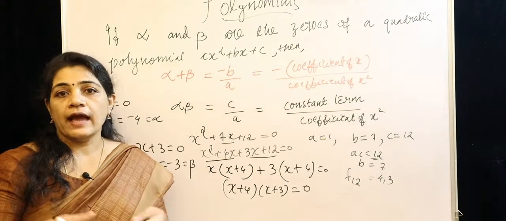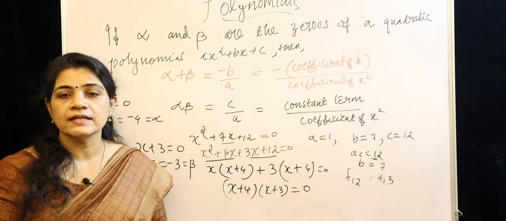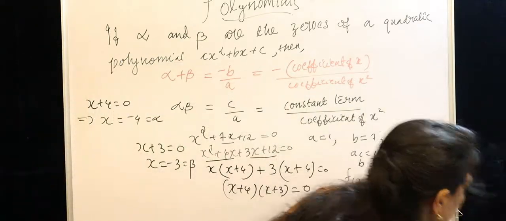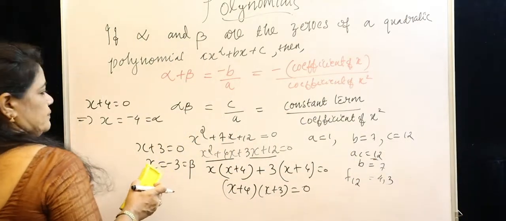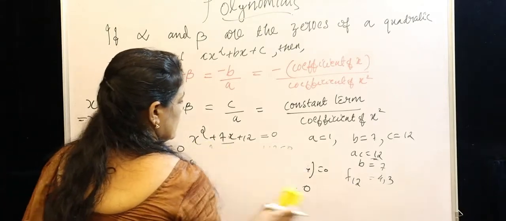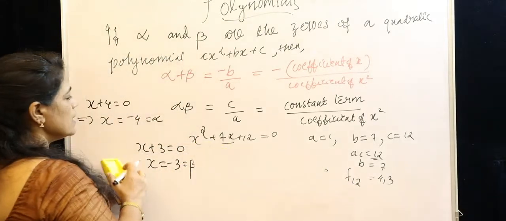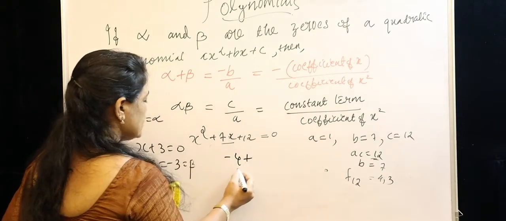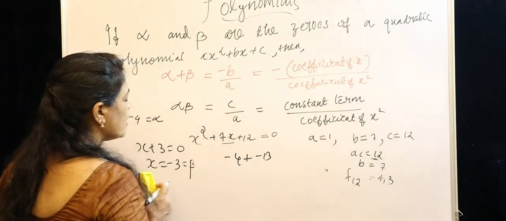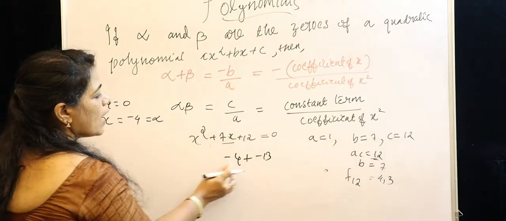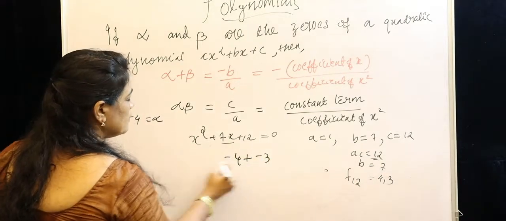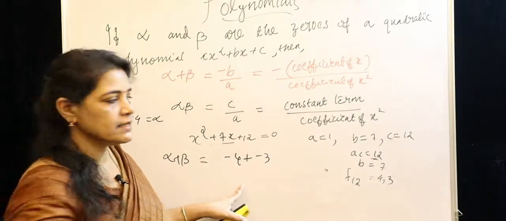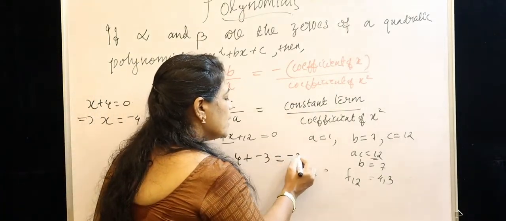Now we are going to add alpha plus beta. Here we have alpha equal to minus 4, that is minus 4 plus minus 3. This is alpha plus beta. Alpha plus beta is equal to minus 4 plus minus 3, that is equal to minus 7.